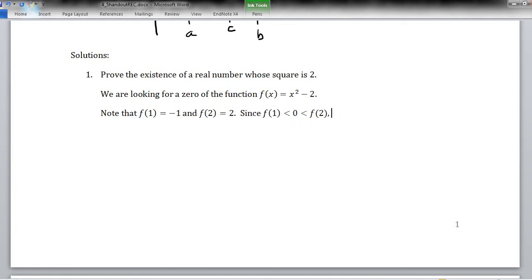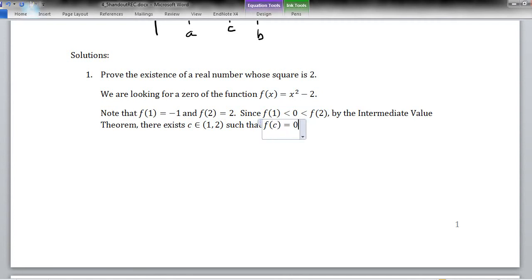well, say by the intermediate value theorem, which we can apply because our function f here is certainly continuous, there exists some c in between 1 and 2 such that f of c is equal to 0. And f of c, if you look at the definition of f, is just c squared minus 2. So that's 0. Or in other words, c squared equals 2. So we're done. We have found a real number c whose square is equal to 2.